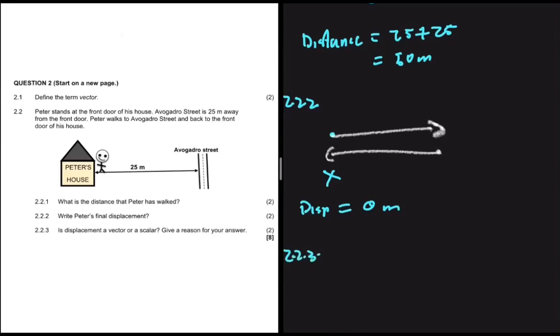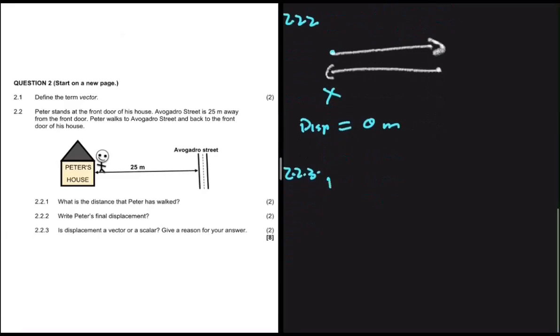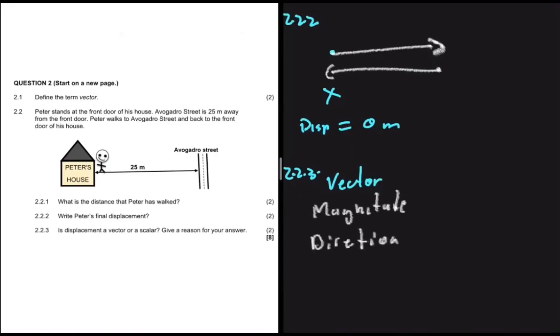Let's look at 2.2.3. Is displacement a vector or a scalar? Give a reason for your answer. Well, at this point, we know that displacement is a vector. And the reason for that is because we have a magnitude for displacement and we also have a direction. If a physical quantity has magnitude and direction, then it is a vector. If it only consists of magnitude, then that's what we call a scalar.